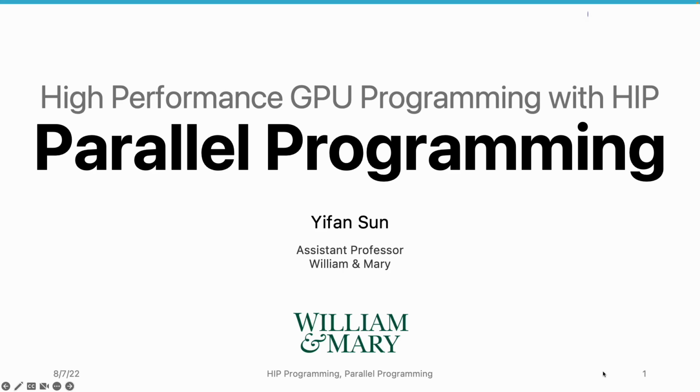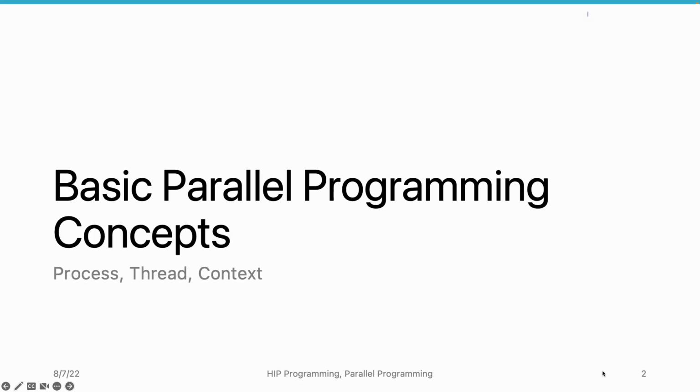In this video, we will start the second section of the High-Performance Programming course. The title of this section is Parallel Programming. In the first video of section 2, we will introduce some basic parallel programming concepts, including processes, threads, and context.